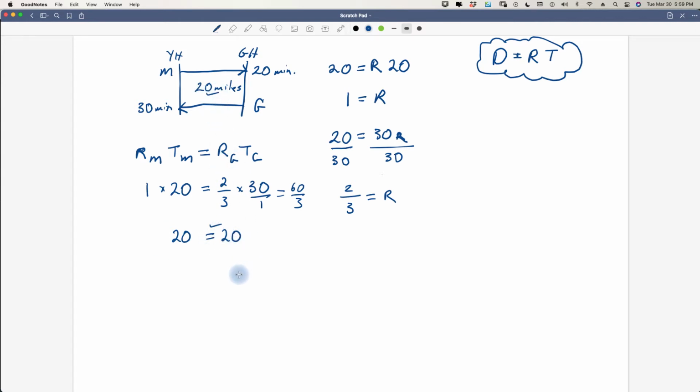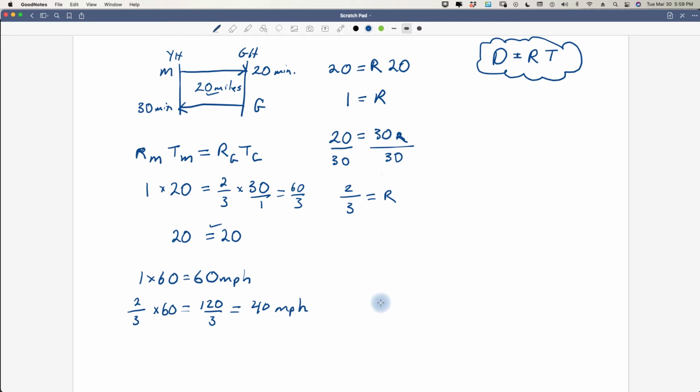The distance is correct. So we know we figured it out right. So that means that mom is driving 1 mile per minute. And if you're driving 1 mile per minute, then there's 60 minutes in an hour. So 1 times 60 is going to give you 60 miles per hour, right? If grandma's driving 2/3 of a mile per minute times 60 minutes in an hour, then 2 times 60 is 120. 120 over 3 equals 40 miles per hour.